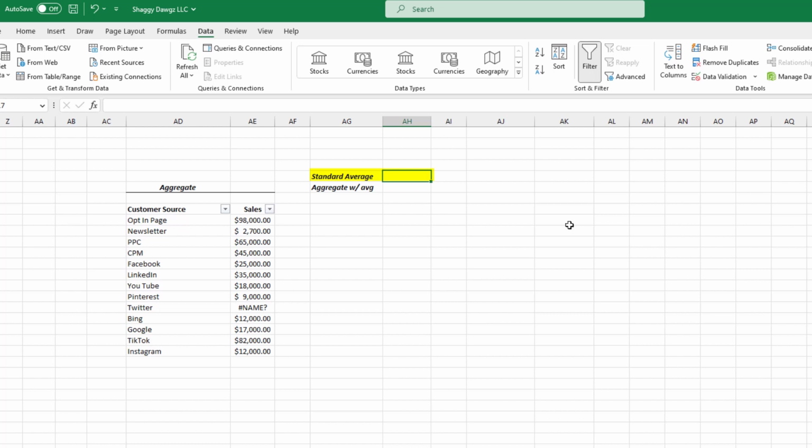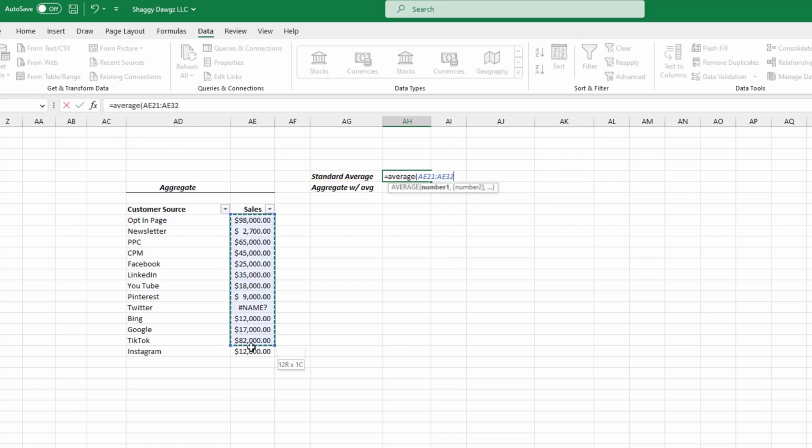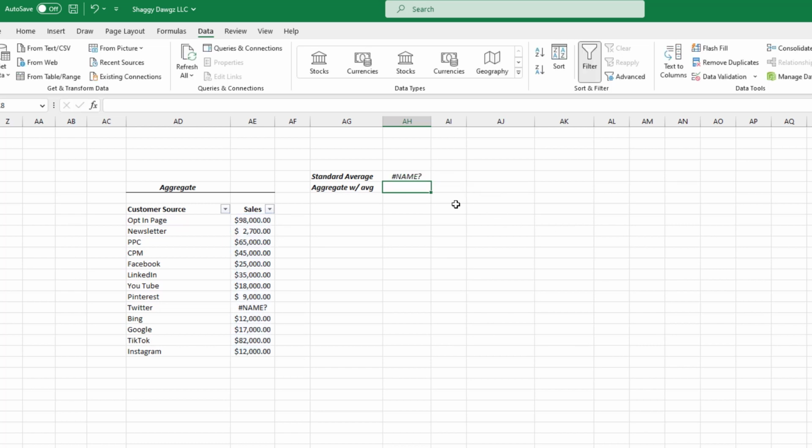So we'll type out equal, average, open parentheses, select our range, and it should come back and yell at us because of the error message. There we go. That looks about right. And now let's take the aggregate function for a test drive. Believe it or not, it's actually easier to type out the function because Excel will walk you through step by step, prompting you along the way for the information it needs.